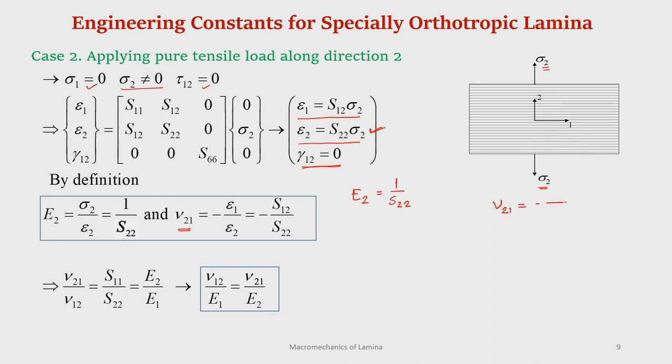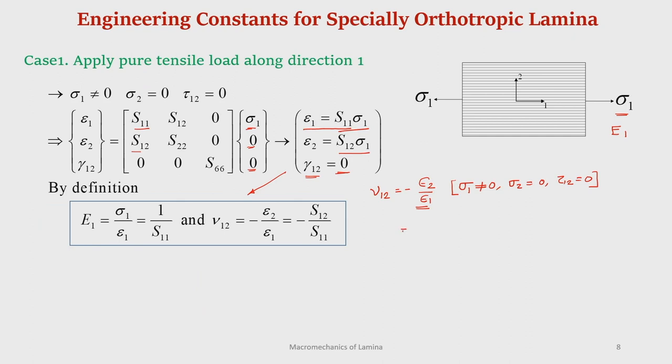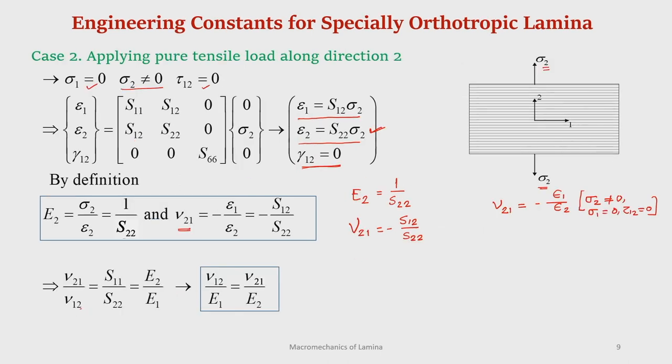Similarly, going by the definition of Poisson's ratio, what is nu 21? It is the ratio of epsilon 1 by epsilon 2 when only sigma 2 is acting, meaning sigma 1 is equal to 0, tau 12 is equal to 0, and this is precisely the case here. Therefore, nu 21 is equal to minus S12 by S22. If you compare with the earlier value, nu 12 is equal to minus S12 by S11. So, these two give us the relation that nu 12 by nu 21 is equal to E1 by E2.